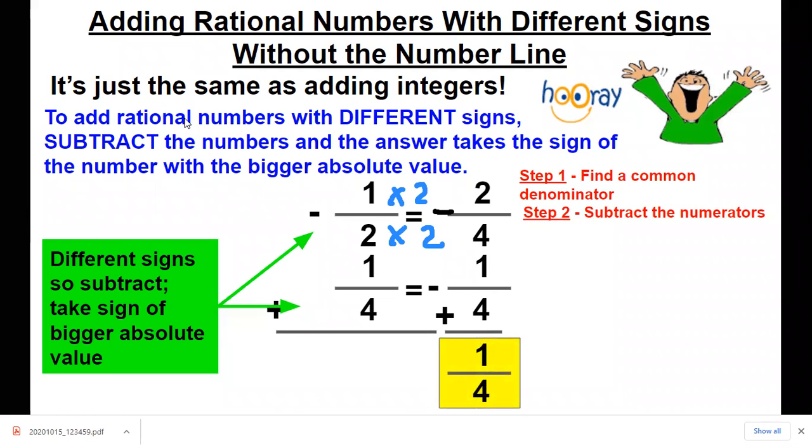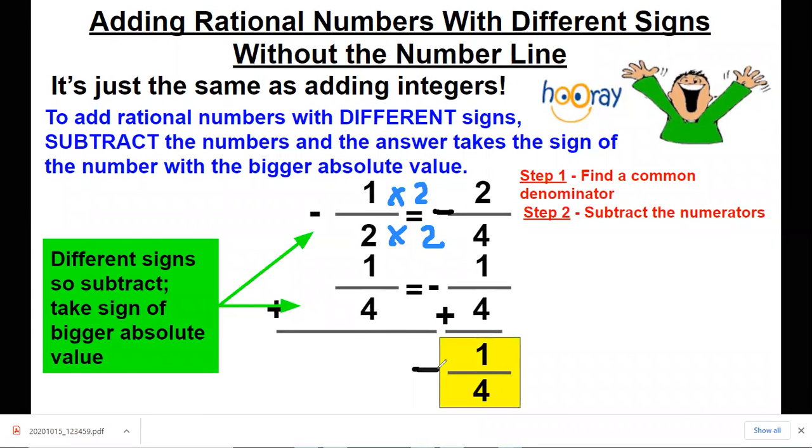Now I have to decide on my sign, right? So which one was bigger, 2/4 or 1/4? Well, 2/4, right? So that should be a sign. And I think I put the negative with the wrong number. So it's negative 1/4.